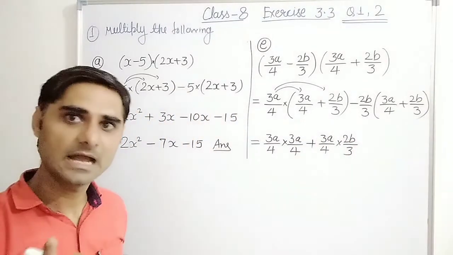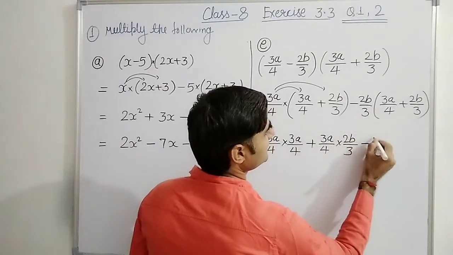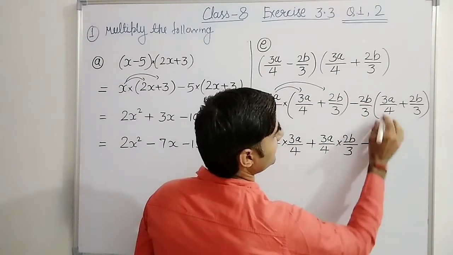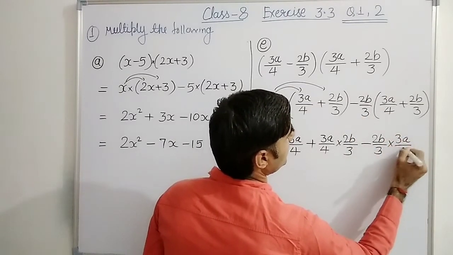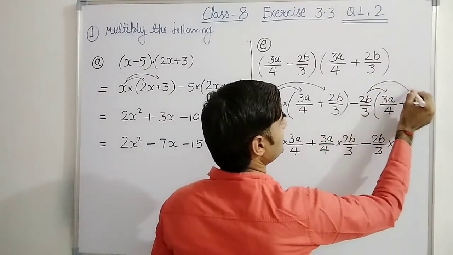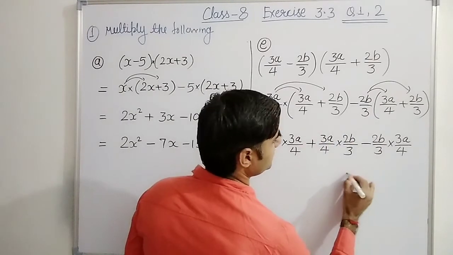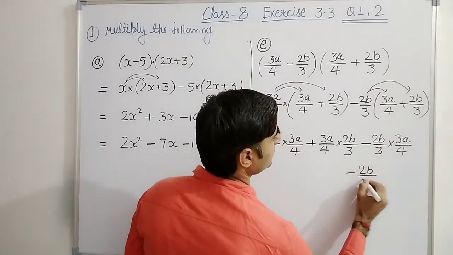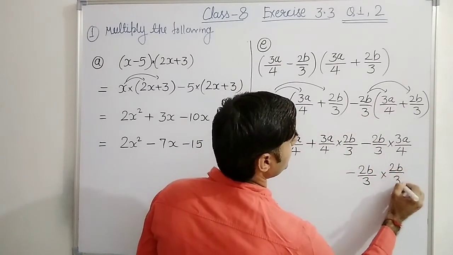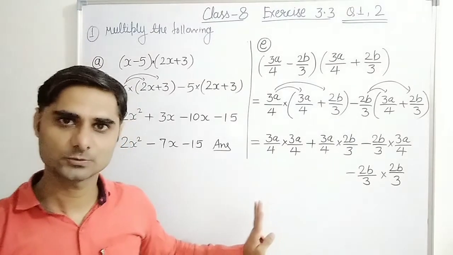Okay? After that, this side. Minus sign is there. Minus 2b upon 3 multiplied by 3a upon 4. This multiplied by this one, and this is also left. So I will do this part here: minus 2b upon 3 multiplied by 2b upon 3. Got it? Everyone should be clear up to here, right?